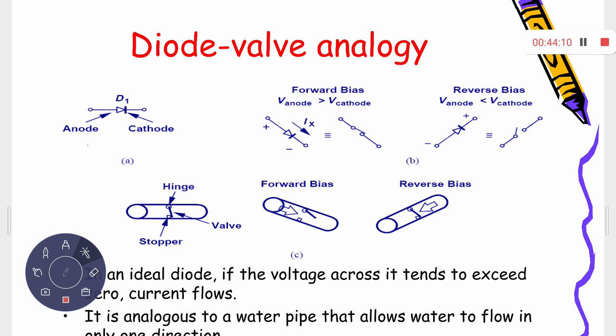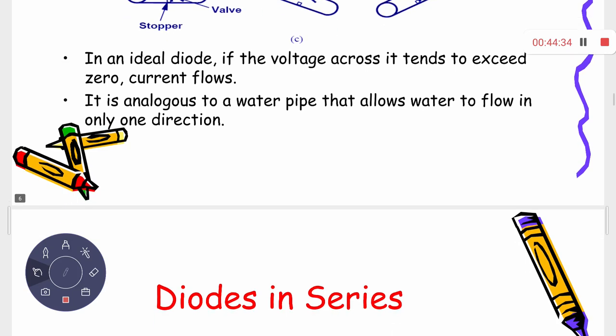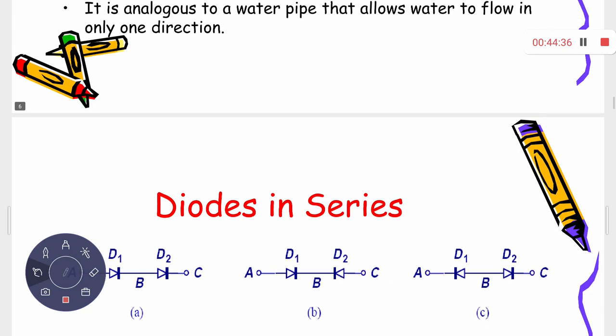So that is nothing but the diode valve analogy. Unidirectional switch. The current can flow only from anode to cathode, not from cathode to anode. Only the cathode to anode current flow will be there under the breakdown region, because that's reverse current. Okay, now if you have understood this one.